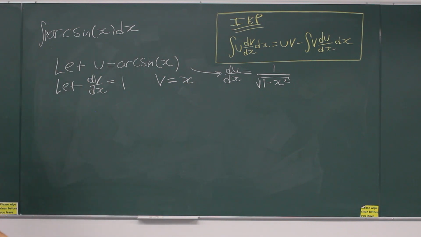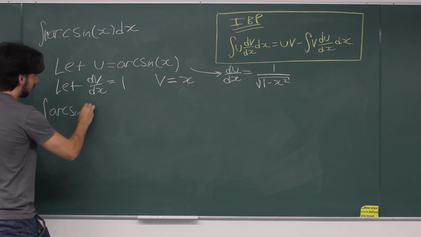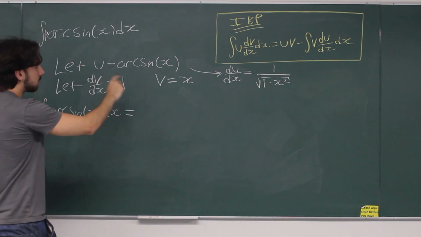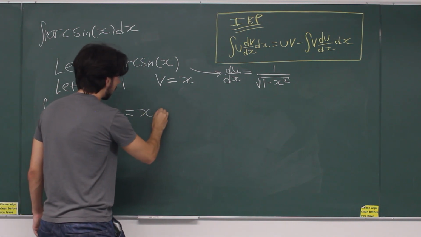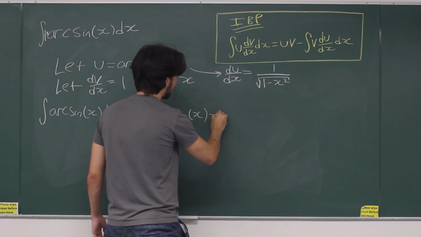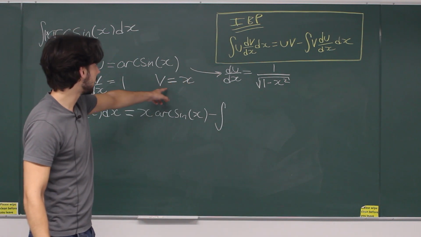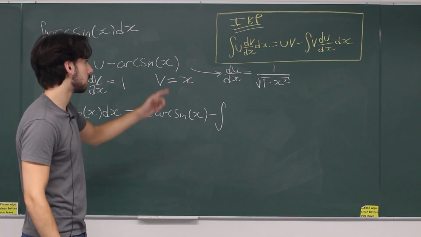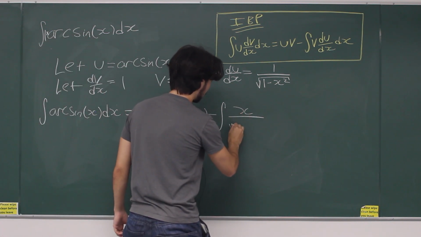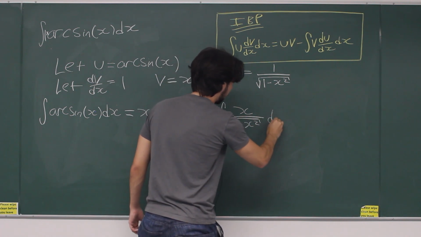Okay, so all in all, the integral of arcsin x with respect to x is going to be u times v, so x times arcsin x minus the integral of v times du dx. So v is x, du dx is 1 over the square root of 1 minus x squared. So we're going to have x over the square root of 1 minus x squared, like that.